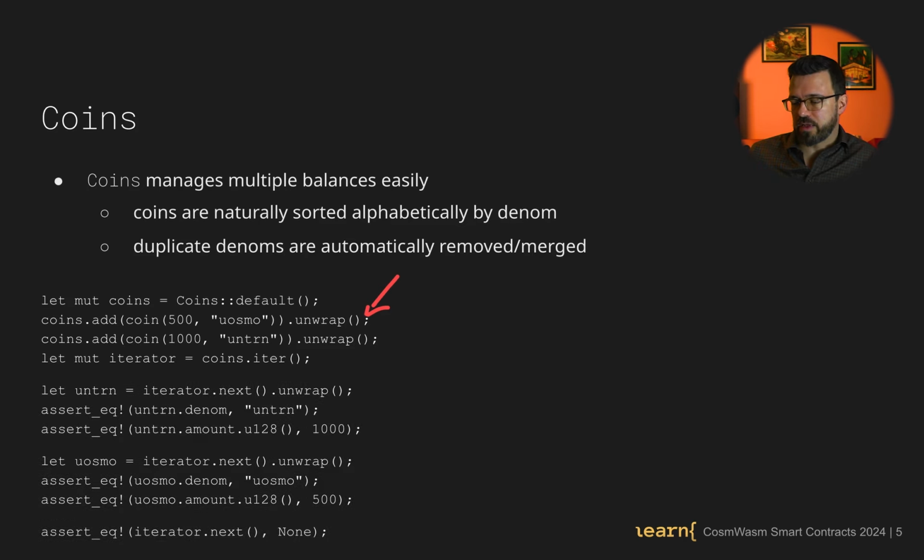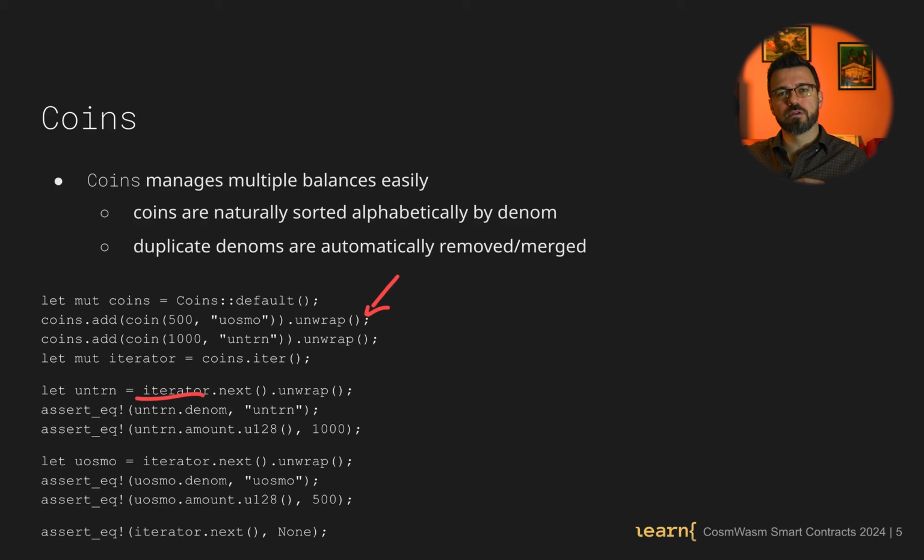And you see that it's also alphabetical. After that, I have my neutron first. If I iterate through the coins, which I could commonly do, the first one's going to be neutron because it's alphabetical. It's just a convenient feature. But Coins, again, it's new. You'll usually see people handling multiple denoms and multiple amounts themselves in older contracts.